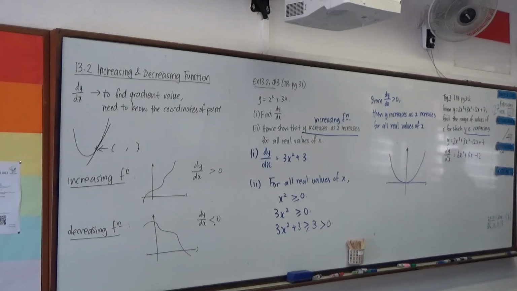And we find that it is 6x squared plus 6x minus 12. And then as mentioned earlier, for y to be increasing, our dy over dx must be more than 0. In other words, 6x squared plus 6x minus 12 must be more than 0. Okay? So we are trying to find out the range of values of x.